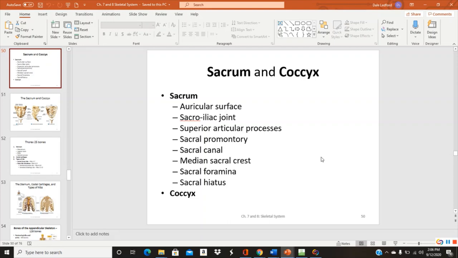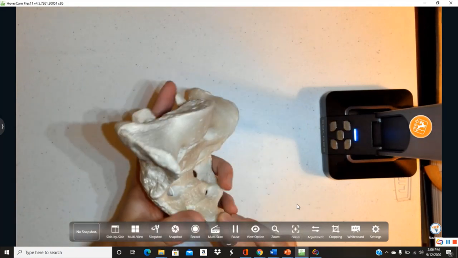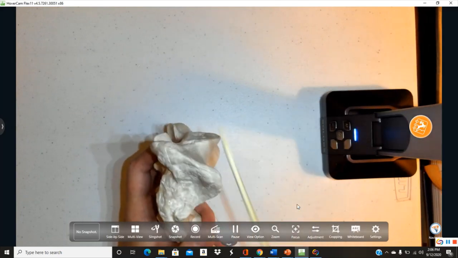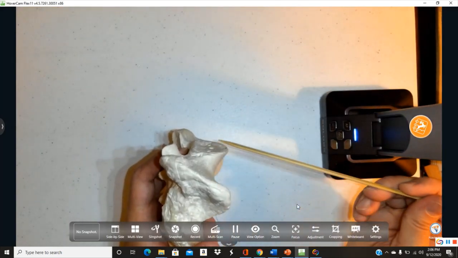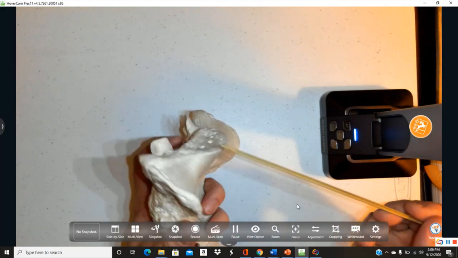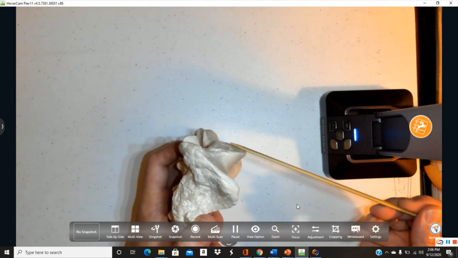The sacral promontory. Now, the sacral promontory is kind of like if you have something prominent that you want to display at your house, you would put it on a shelf. Notice how this sticks out like a shelf. The sacral promontory is the extension here where the L5 vertebra is going to help articulate, and it sticks out forming a shelf, our sacral promontory.